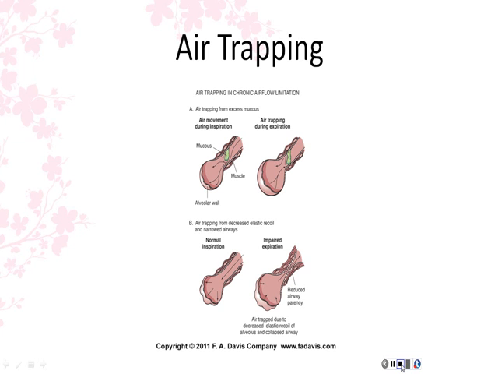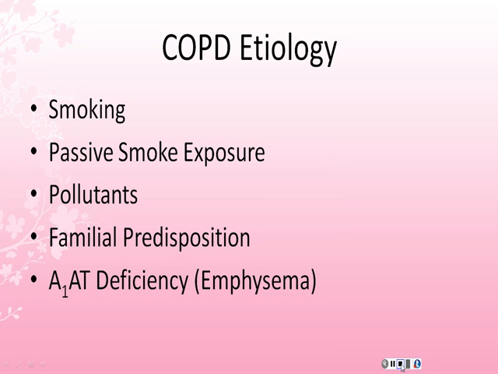So air trapping: the top picture in the diagram shows air trapping from excessive mucus, and the bottom picture shows air trapping from decreased elastic recoil and narrowed airways. So the etiology: smoking is actually the single most important risk factor, but as discussed before, it can be caused by other things such as secondhand smoke exposure and pollutants. There certainly can be a familial predisposition, which is alpha-1 antitrypsin deficiency, which causes a predisposition to emphysema.